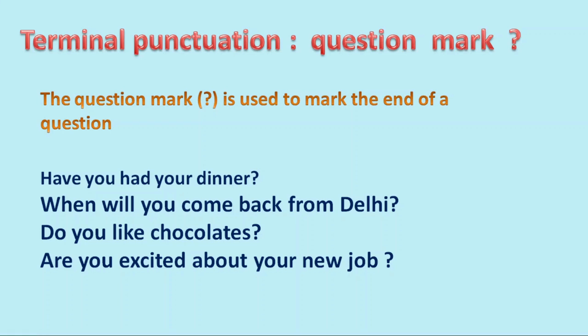So we have completed all the three terminal punctuations. As I already told you, terminal punctuation marks are what we use at the end of the sentence, and there are three of them, that is full stop, exclamation mark and question mark.